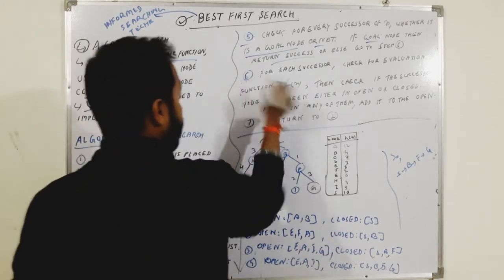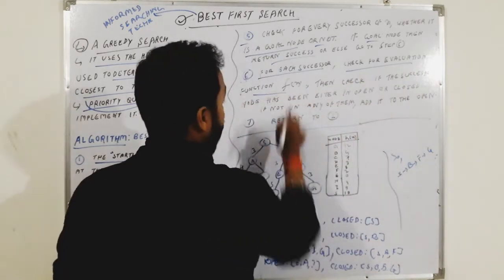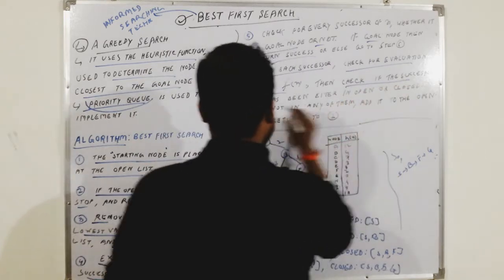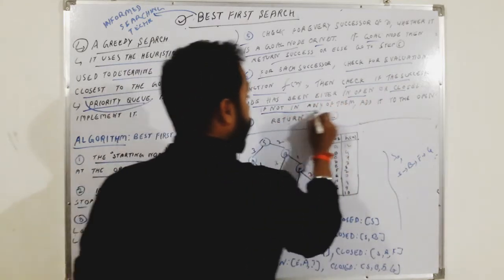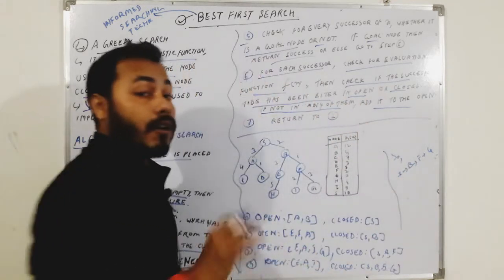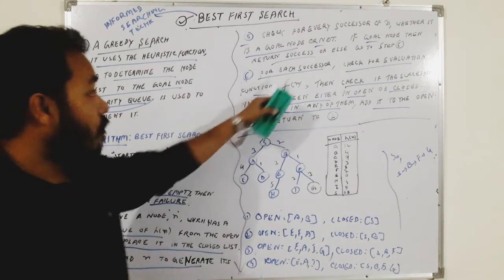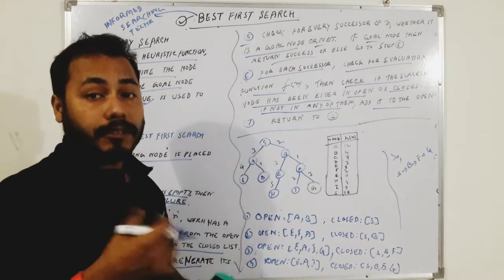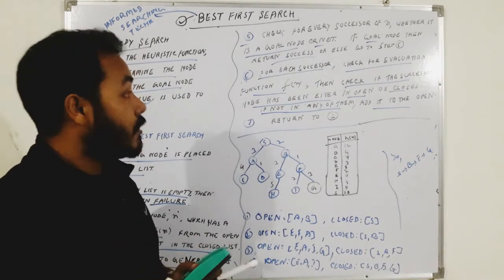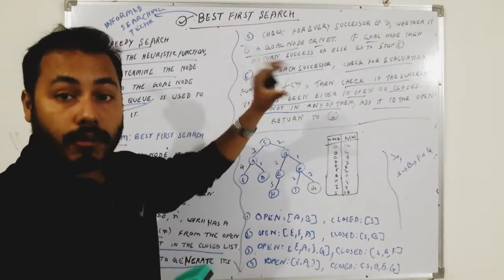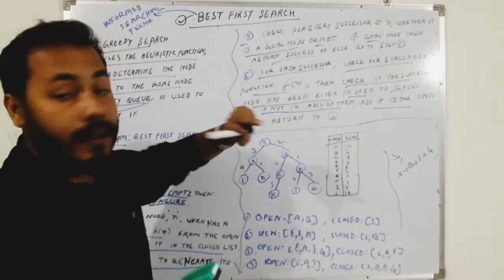And what does step 6 say? Step 6 says that for each successor, check the evaluation function f(n), then check if the successor node has been either in open or closed. If not in any of them, then we need to place it in the open list. Got it? So what does it mean? For every successor, first we'll check the evaluation function f(n), and also whether it is in the open list or closed list. If it is in neither, then we place it in the open list, as we have found out its f(n) value.